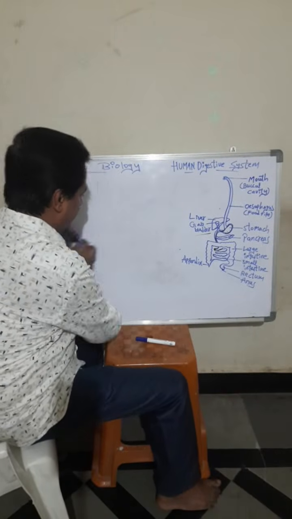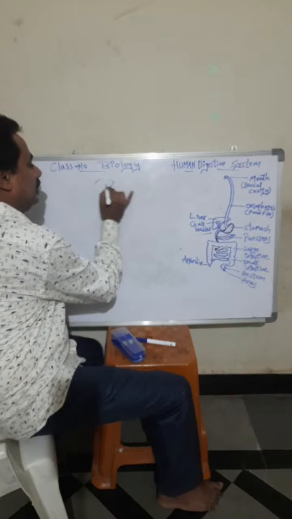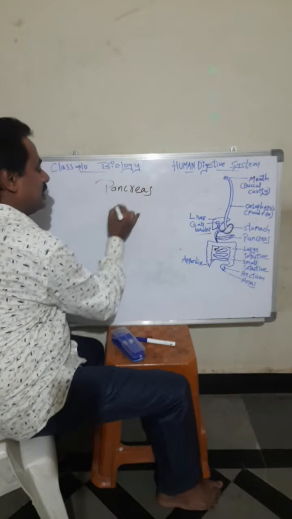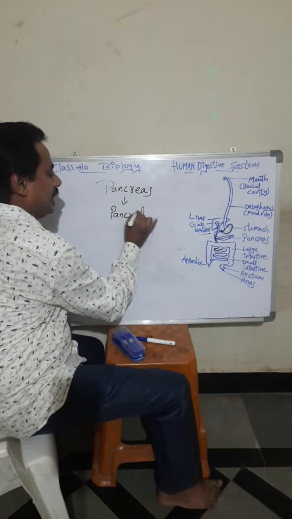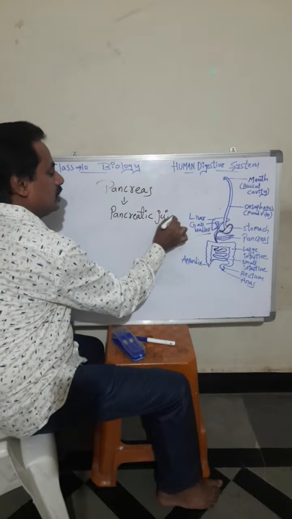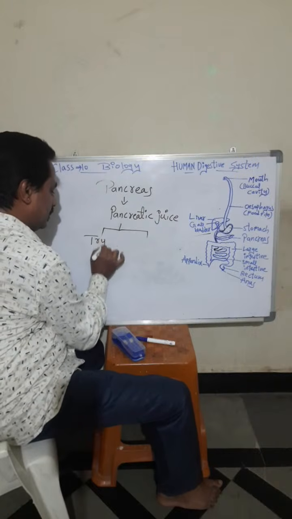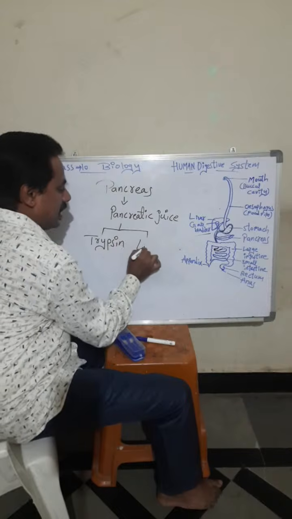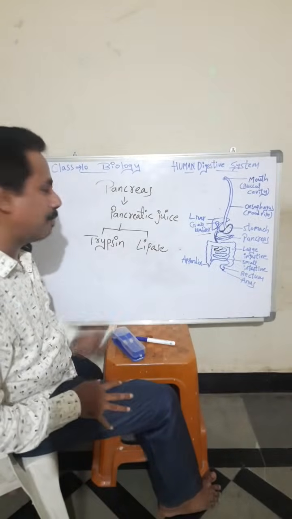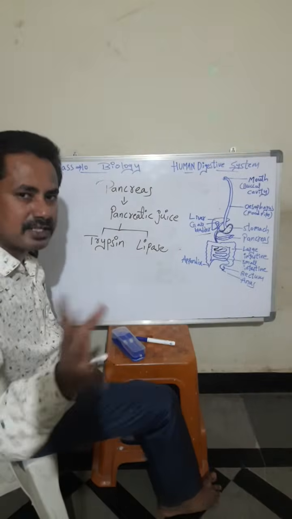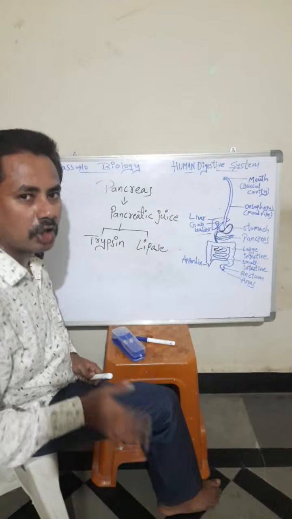Pancreas also releases some juice, because the pancreas is a digestive gland. We already saw. So the pancreas releases pancreatic juice. Pancreatic juice contains only two things: trypsin and lipase. Actually, pancreatic juice contains three things: pancreatic amylase, trypsin, lipase. For your class 10 syllabus, only the two things are given, so just take the extra knowledge.